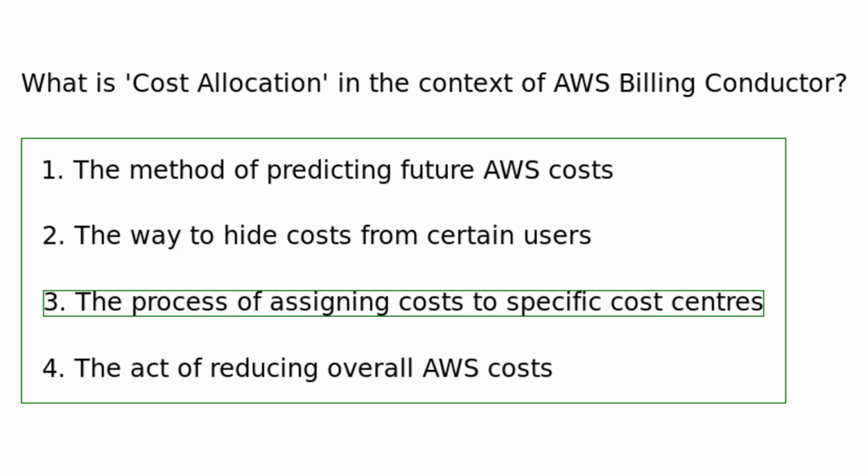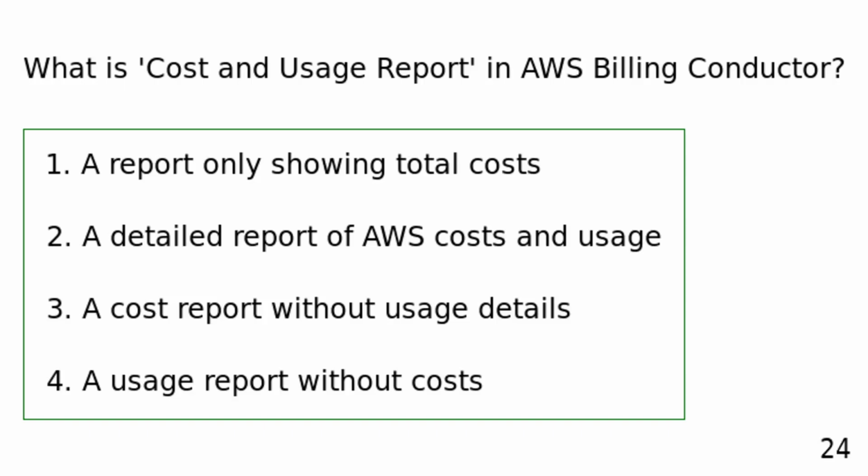Cost allocation in AWS Billing Conductor is the process of assigning costs to specific cost centers, such as projects or departments, for better financial tracking. What is Cost and Usage Report in AWS Billing Conductor?